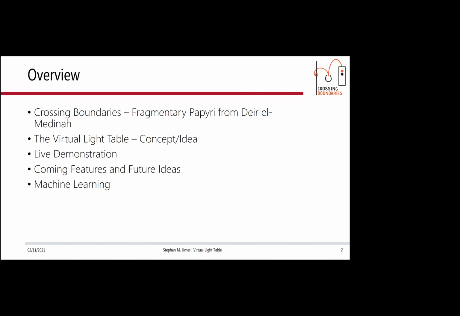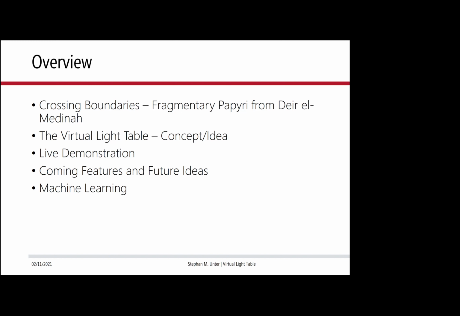First of all, I want to give you a very brief introduction into the project I'm coming from, the Crossing Boundaries project. We are working on fragmentary papyri from Deir el-Medina, so I will give you a very brief overview of where we come from and why we have the desire to have this kind of tool. Then I will go over to the virtual light table and show you the concept, the idea we sketched out at the beginning of the project phase. Then probably the largest part will be the live demonstration, so what is happening currently and what is already possible with the tool, followed by coming features and future ideas.